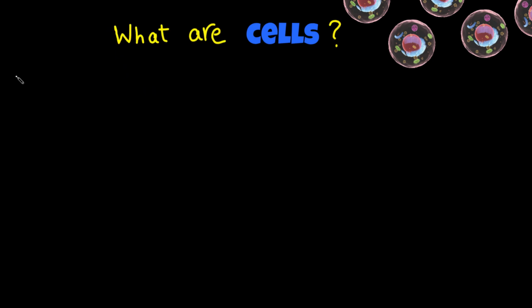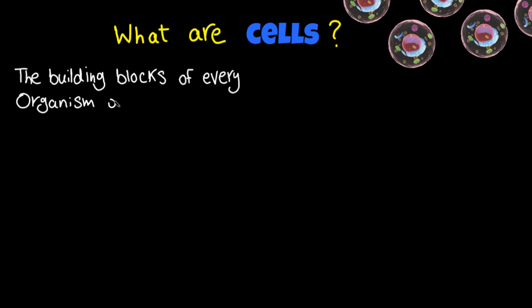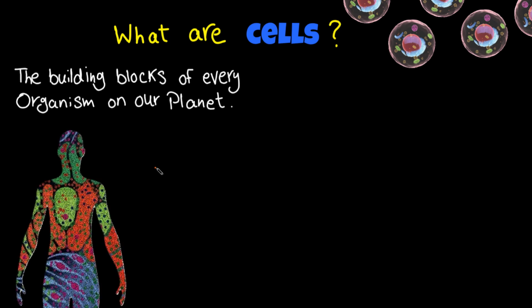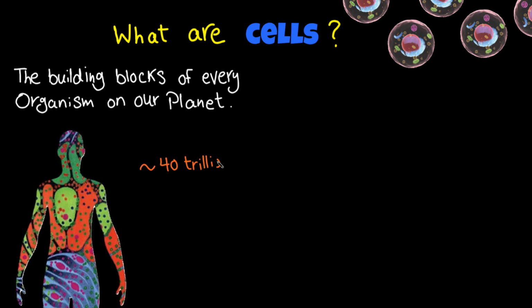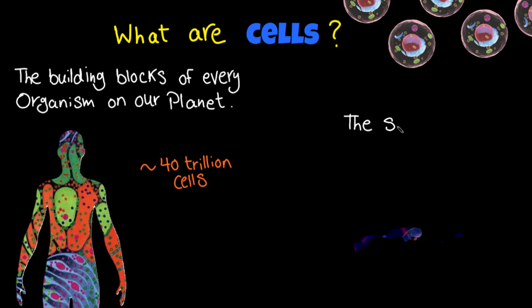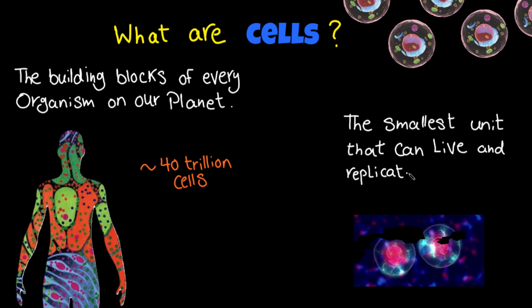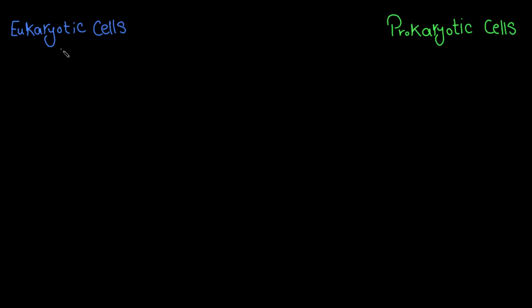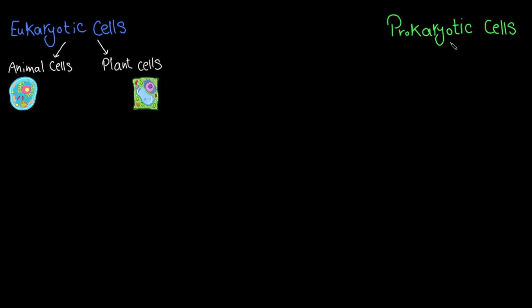What are cells? All living things are made up of cells, so cells are the building blocks of every organism on our planet. Let's take you as an example. Your body contains nearly 40 trillion cells. We can also say that a cell is the smallest unit that can live and replicate on its own. If we consider all cells in general, we can split them into two groups, eukaryotic cells and prokaryotic cells. Eukaryotic ones are complex and include animal cells and plant cells, while prokaryotic cells are smaller, simpler, and each cell is an organism itself, for example bacterial cells.